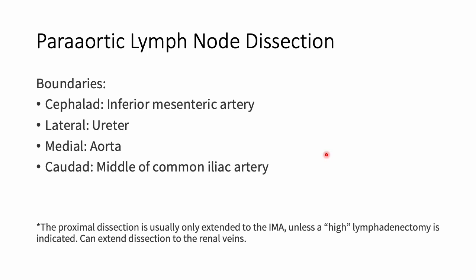I have a small asterisk here as far as the IMA goes. The dissection is typically extended to the IMA unless performing a high lymphadenectomy, and in that case, you can extend the dissection to the renal veins, and this would be appropriate in an ovarian cancer staging surgery as well.